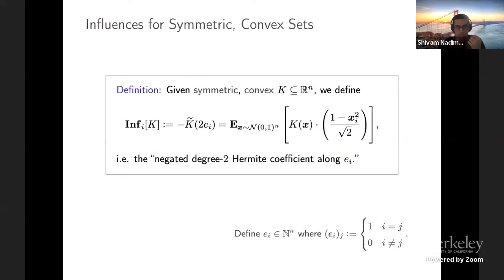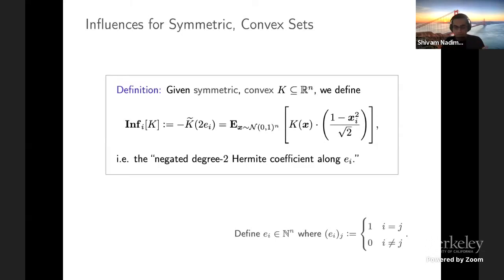It might be a little technical. So if you've got a symmetric convex set, the influence in the ith direction of that set is the negated degree 2 Hermite coefficient. For those who are familiar with Boolean function analysis, the Hermite basis is sort of similar to the parity basis for functions on the hypercube, but it's a basis for functions on Gaussian space. And these coefficients are sort of analogous to the degree 1 Fourier coefficients of a Boolean function. If you're not familiar with it, just think of it as this expectation of the indicator function with this polynomial 1 minus xi squared, scaled by √2.